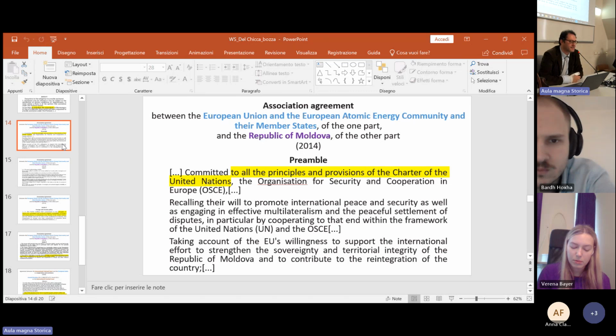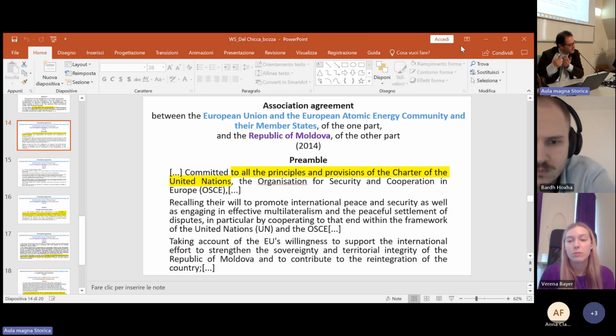Good. Let's take another example. Another association agreement between the European Union, the European Atomic Energy Community, the Member States, and the Republic of Moldova. Another association agreement because Moldova also wants to become a member state of the European Union. And once again, we find in the preamble an explicit recalling of all the principles and provisions of the Charter of the United Nations. You see, in the association agreement there is also an explicit recalling of the principles of the Charter of the United Nations.